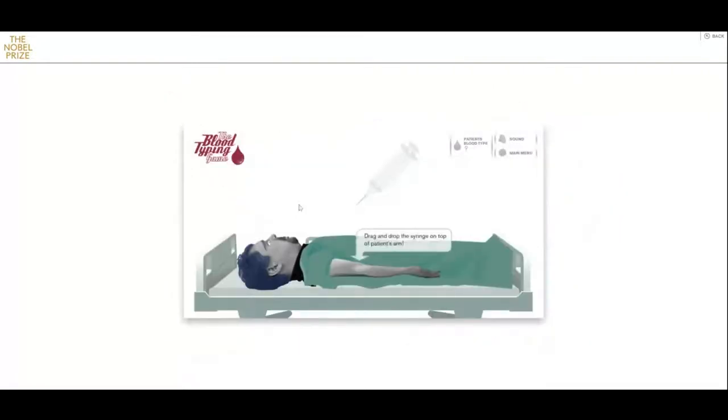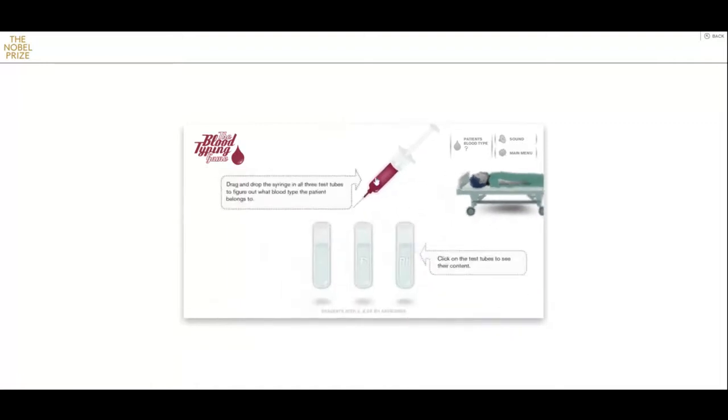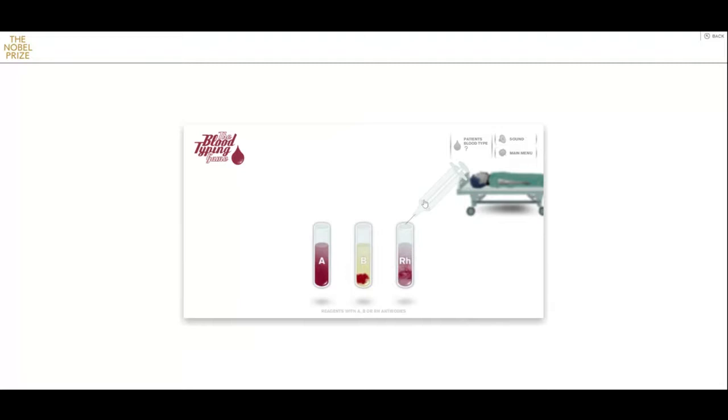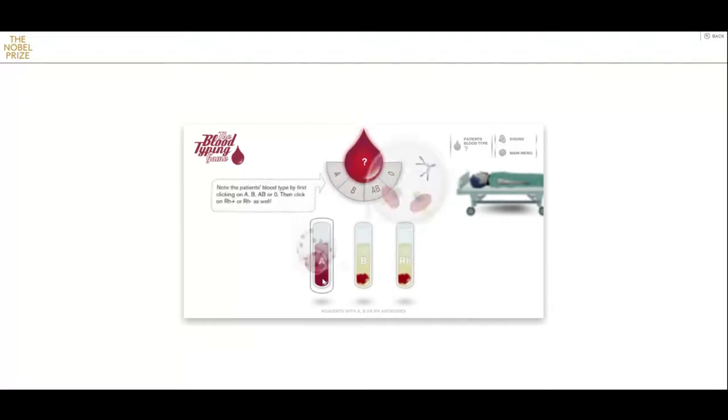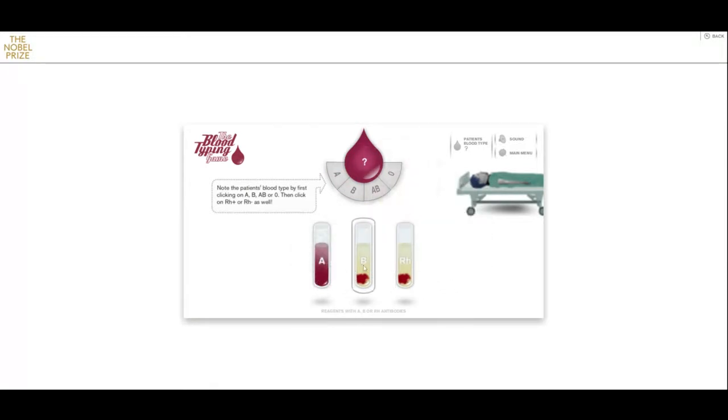So we have a patient here that needs blood. First thing we have to do is type their blood. So we pull some blood, and we're going to mix it with anti-A serum, anti-B serum, and anti-RH serum, and look for the clumping. Anti-A serum, we have no clumping, right? The anti-A antibodies do not find any A antigen. Why? Because he's got B antigen, so no clumping.